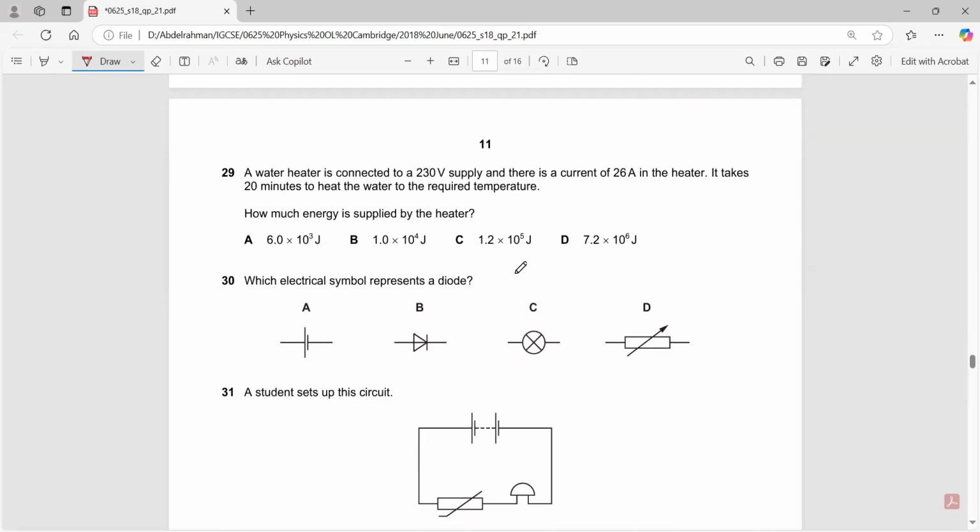A water heater is connected to 230 volts, with a current of 26 amperes. It takes 20 minutes. How much energy? Energy equals VIT: 230 times 26 times 20 minutes. You have to convert the minutes into seconds. Don't forget to convert the minutes into seconds. So 230 times 26 times 20 times 60. This would give a total of 7,017,000, about 7.2 times 10 to the power of 6.